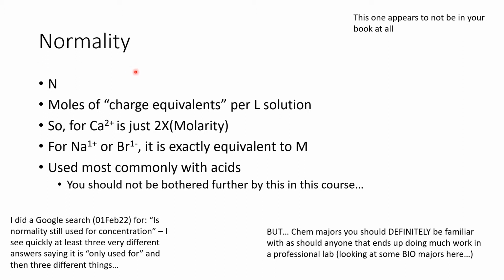Normality, I don't think, is commonly used anymore. Most folks use molarity. One of the big exceptions is acids. A lot of times acids are still labeled with normality. For a single charge system, it's exactly the same as molarity, but for a double charge system, it's 2 times the molarity. I'm not sure what the history of this usage is.